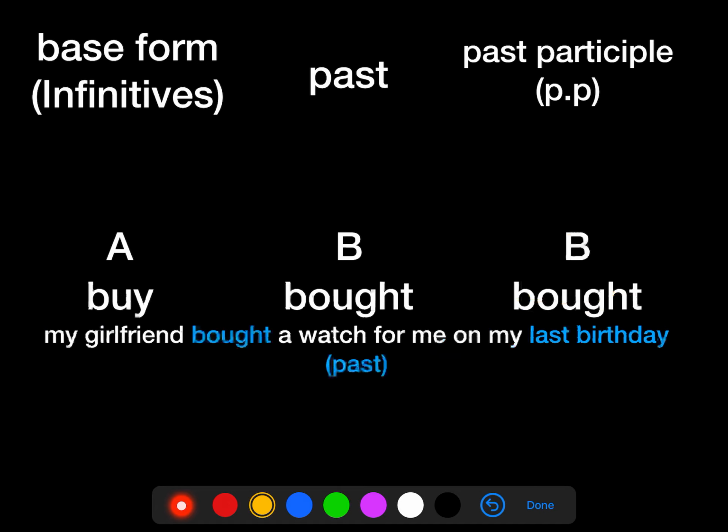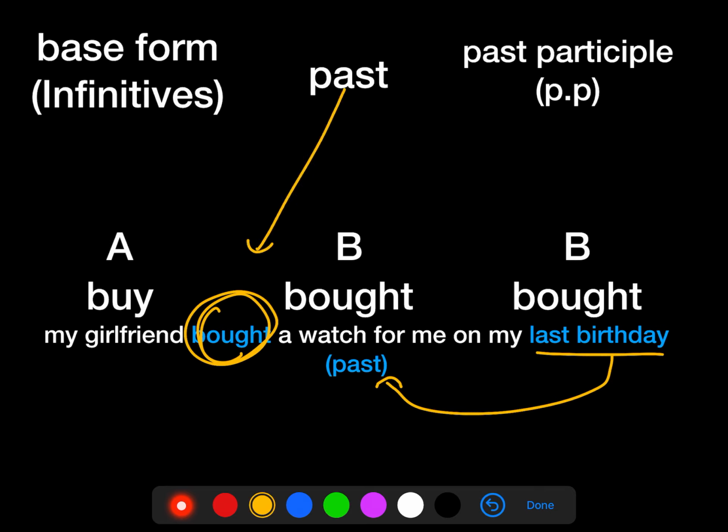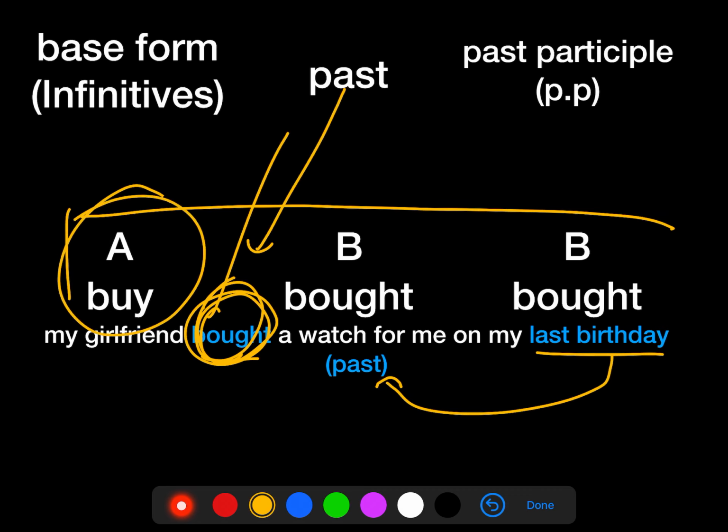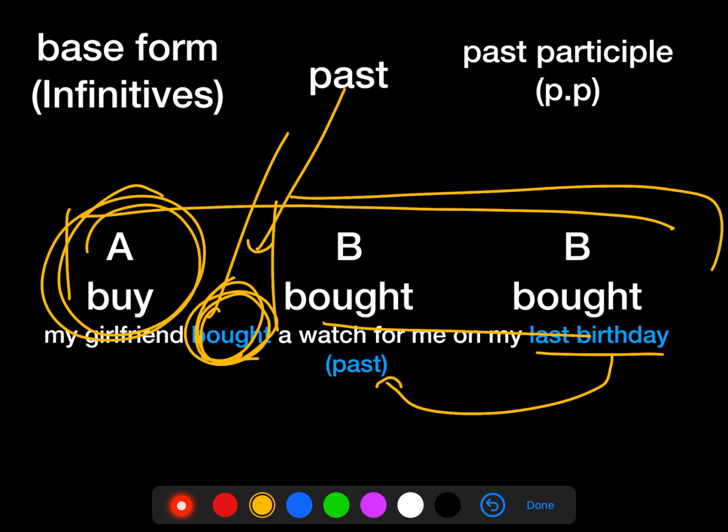So buy, bought. ABB group. Let's have a look at the example. My girlfriend bought a watch for me on my last birthday. Last birthday is telling you it's past, so the verb should be used as a past form. So I bought. Let's have a look at the ABB group. A is buy, but bought is the same for the past and past participle. That's why it's the ABB group. Buy, bought.